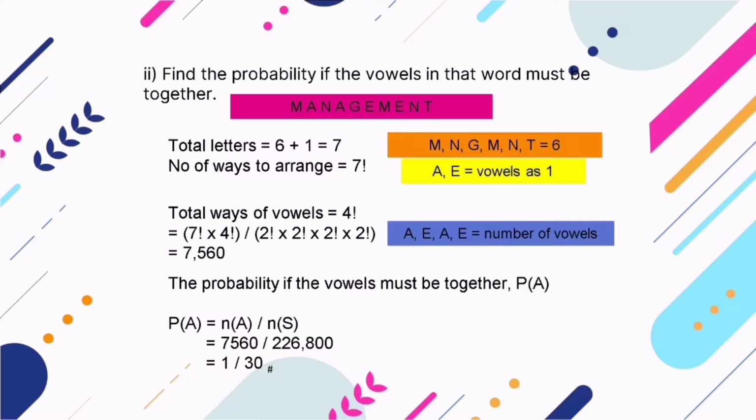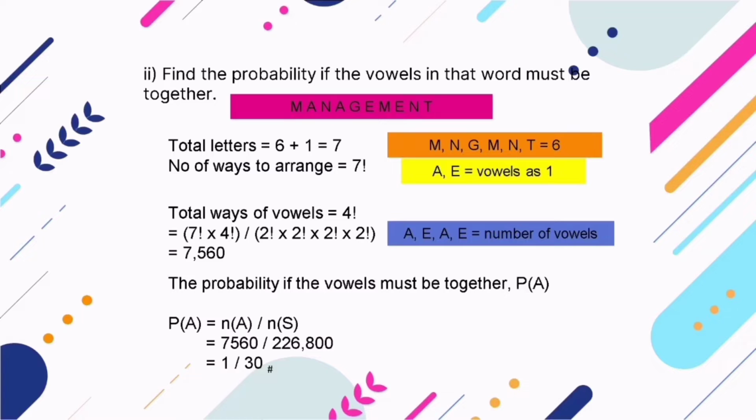Next, for question A2, find the probability if the vowels in that word must be together. In this word, it has 6 consonants and 4 vowels, but the vowels contain 2 letters with repetition. So the number of ways to arrange is 7 factorial. For the number of arrangements, we get 7 factorial times 4 factorial divided by 2 factorial times 2 factorial times 2 factorial times 2 factorial, and then we get 7,560.